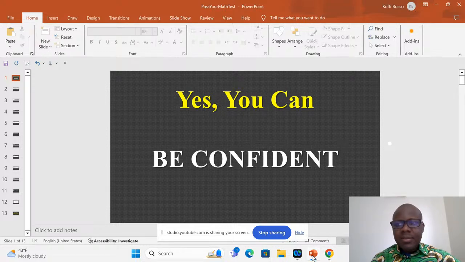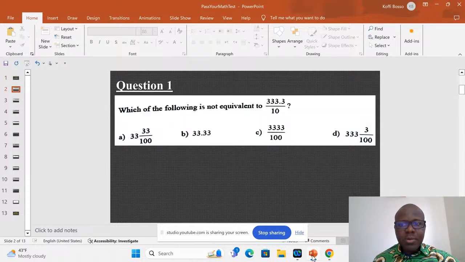So understand that, okay, when it's a math test, right? Yes, you can make it. You have to be confident. There are some math questions you'll solve with no calculator. So let's see some of them.